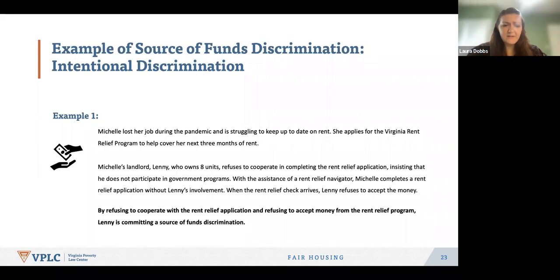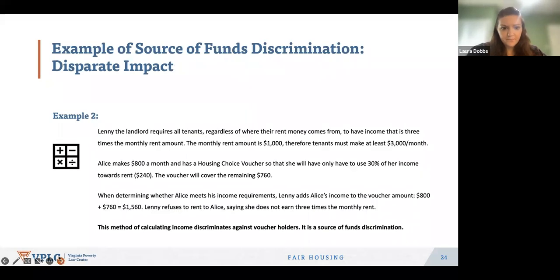Lenny has violated source of funds protections in 2 ways. One, he refused to cooperate with that rent relief program in the first place. And secondly, he refused to accept the money from the rent relief program. And that would be a clear example of source of funds discrimination. And the next example is probably one that we can continue to see the most with voucher holders.